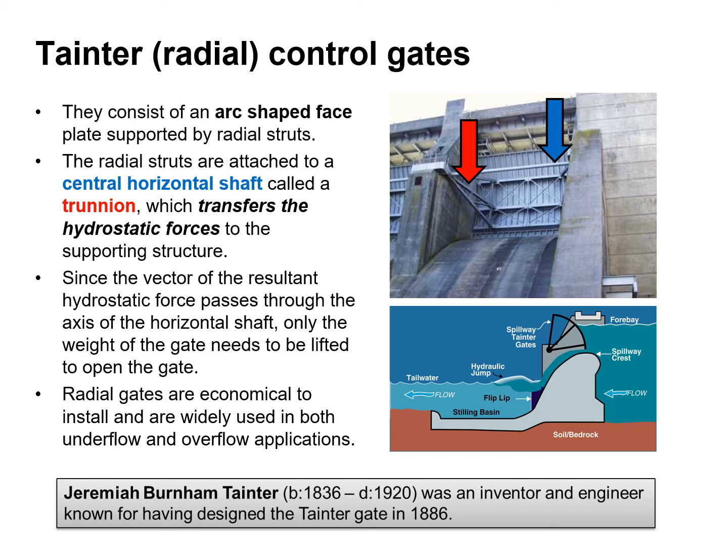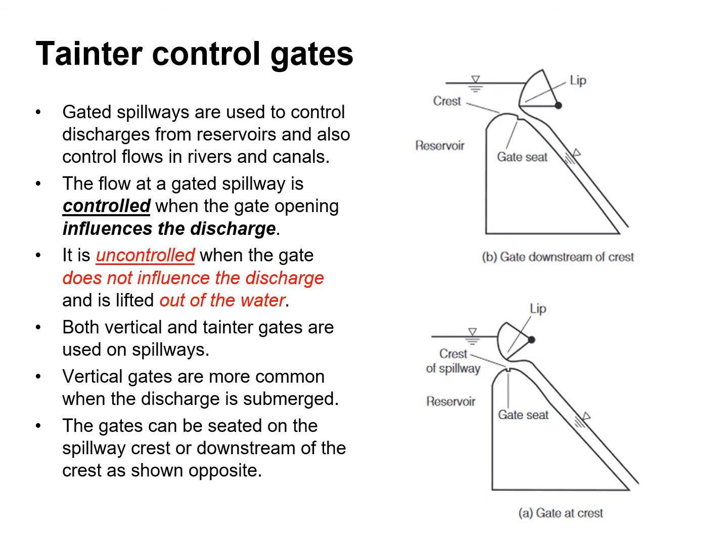So radial gates are economical to install and are widely used in both underflow and overflow applications. Gated spillways are used to control discharges from reservoirs and also control flows in rivers and canals. The flow at a gated spillway is controlled when the gate opening influences the discharge. It is uncontrolled when the gate does not influence the discharge and is lifted out of the water.